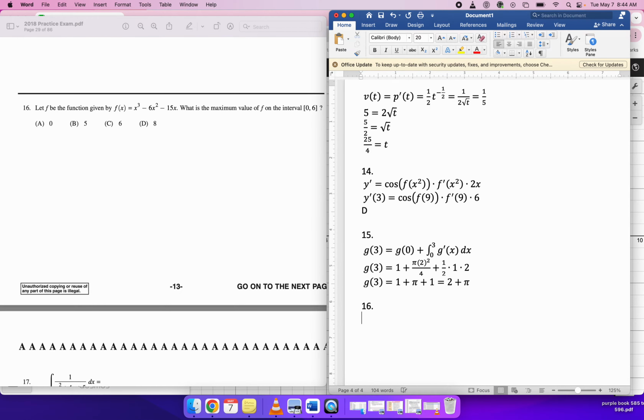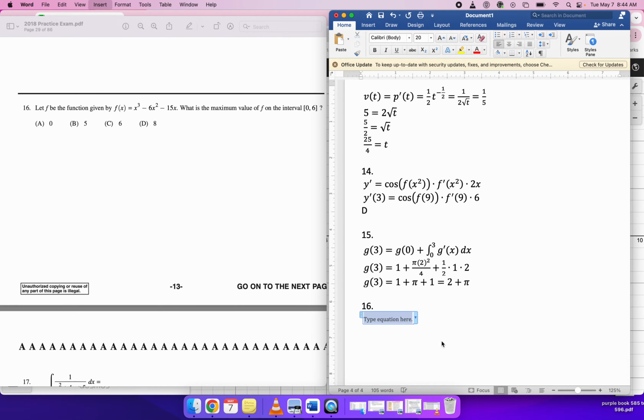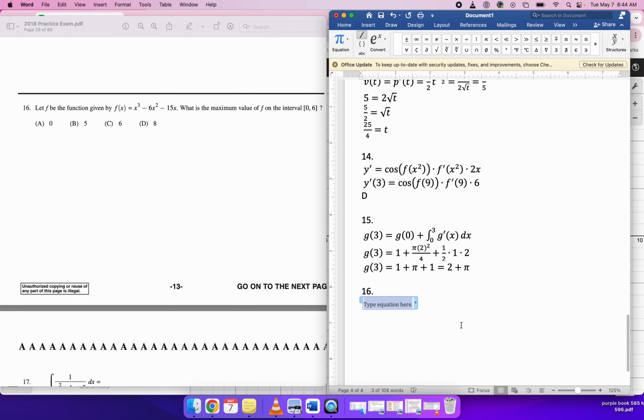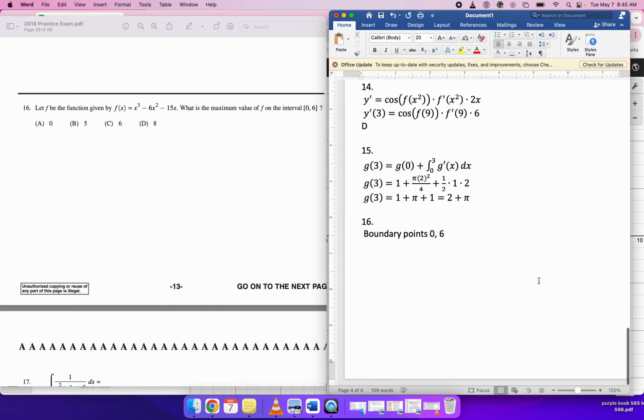Number 16. Let f be the function defined by the given formula. What is the maximum value on the interval? Maximum value, you're talking about the absolute max. So you're going to make a list of your critical points and your boundary points. Obviously the boundary points are 0 and 6. So the absolute max might happen at those points. We also should look at critical points.